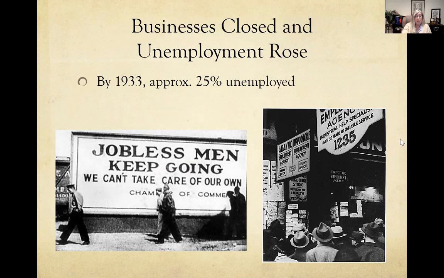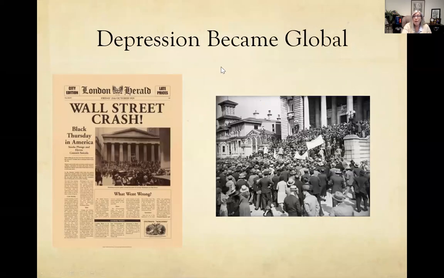Okay, so look at this billboard: jobless men keep going. We can't take care of our own. So people started moving from town to town looking for jobs, and there weren't any. So they had to rely on soup kitchens and bread lines just to feed their families. Okay. And it becomes global.